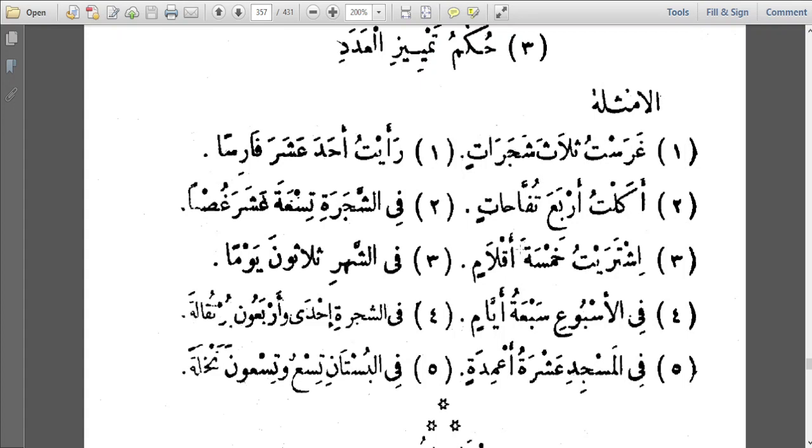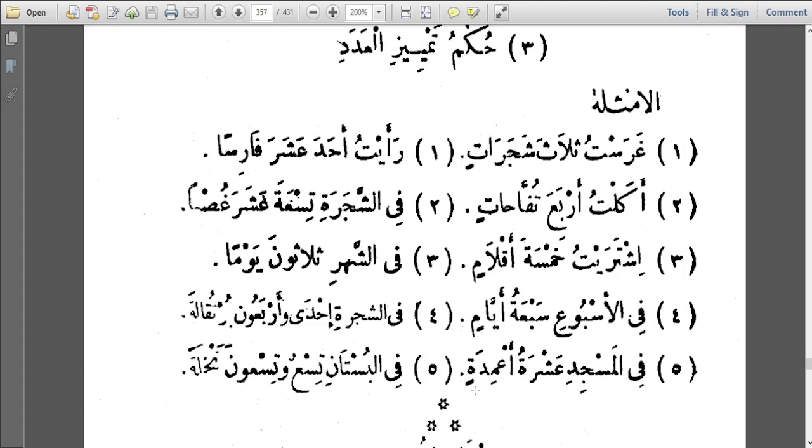Why is it khamsata with ta marbuta here? Why is the number feminine? Because the thing that is being counted is masculine. Aqlam is the plural of qalamun. Qalamun is masculine. Sabatu ayyam. Why is it sabatu? Because ayyam is the plural of yawmun and yawmun is masculine. Just like asharatu a'amida. A'amida is plural; the singular is amadun, I think. And so the singular is masculine. That is why the number came as feminine.